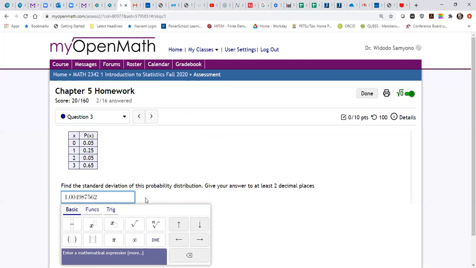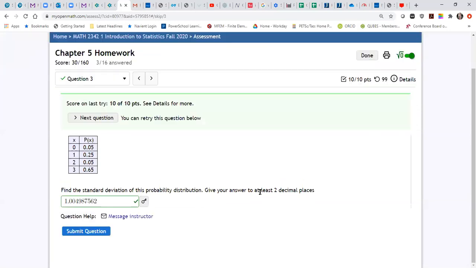Now, you are asked to give your answer to at least 2 decimal places. So if the question asks you like this, at least 2 decimal places, you can just copy and paste it and then submit it. You don't need to round it because it's at least 2 decimal places. So that means if you put more than 2 decimal places, it will be okay, right? You can see this is okay.